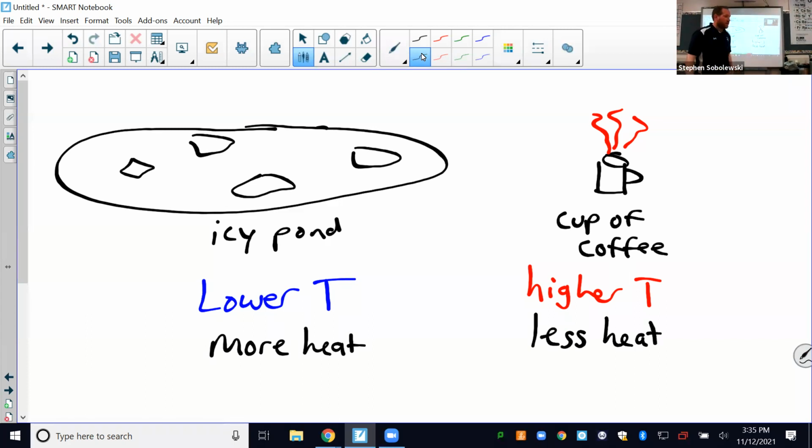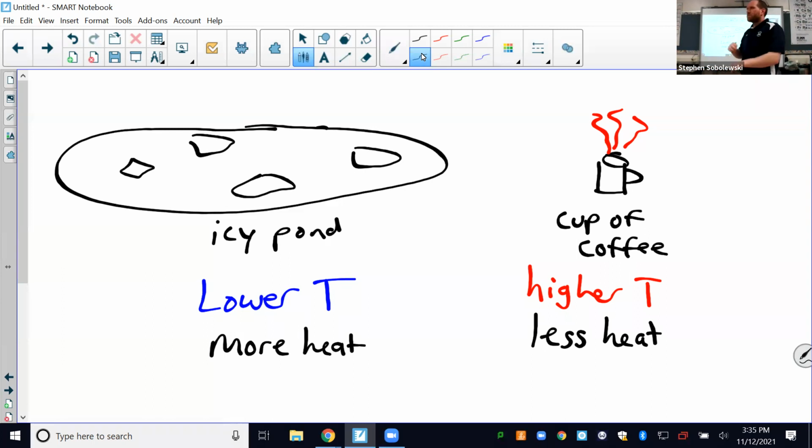Now, am I saying the cup of coffee is less hot because it has less heat? No. When we say hot and cold in everyday language, we're talking about temperature. We're not talking about heat. The cup of coffee feels hotter because it has a higher temperature. That's what we associate when we say it feels hotter. Overall, there is less total heat in the cup of coffee. Similarly, the icy pond feels colder because the particles move slower, but there is more total heat.